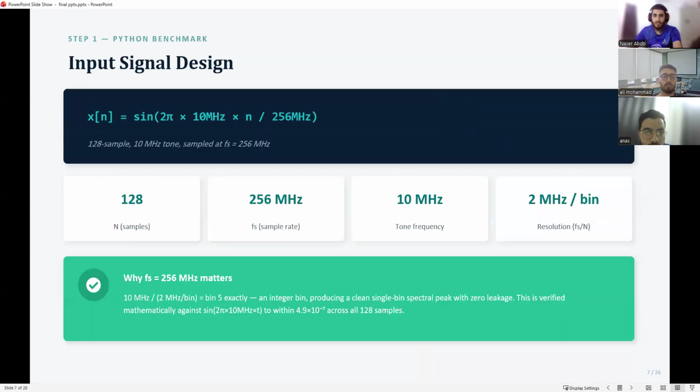Okay. For the input signal design for testing, we generate a 128-sample sine wave. The signal frequency is 10 megahertz, while the sampling frequency is 256 megahertz. This places the signal exactly on FFT bin number 5. As a result, we obtain a clean spectrum without spectral leakage, making it ideal for verification.